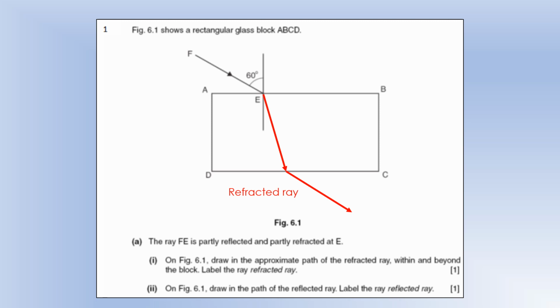And we also need to draw on the path of the reflected ray. So the angle of reflection should be approximately equal to the angle of incidence, i.e. 60 degrees, and that's the one in purple, our reflected ray.